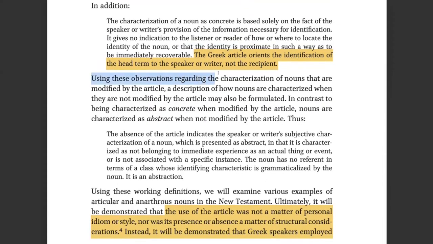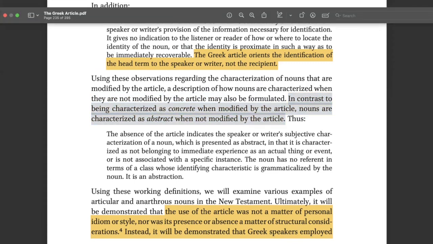Using these observations regarding the characterization of nouns that are modified by the article, a description of how nouns are characterized when they are not modified by the article may also be formulated. Okay, so again, I think this is important to see both sides. In contrast to being characterized as concrete when modified by the article, nouns are characterized as abstract when not modified by the article. I should probably highlight that. That's actually a pretty good statement there.